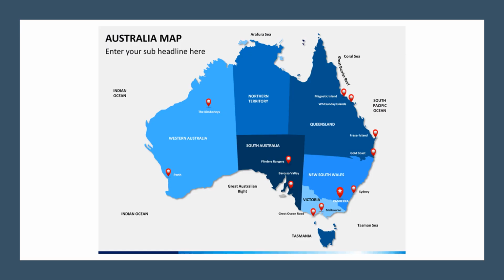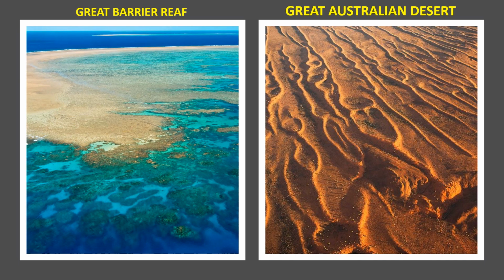The Australian continent is the only continent which is also a country. So Australia itself is a continent and also a country, whereas in other continents we have so many countries, but Australia is a continent and also only one country. Next, the Great Barrier Reef and the Great Australian Desert are the two well-known features of this continent. Now to understand the Great Barrier Reef, look at this animation.